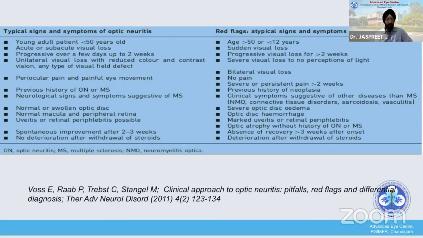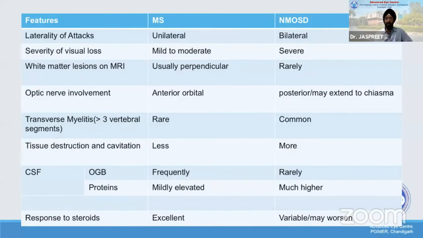So these are some of the red flag signs which you have to look for, to see whether this patient would require intensive management. This has already been covered. Just to revise it, the laterality of attacks is bilateral in NMOSD, very unlikely in MS.